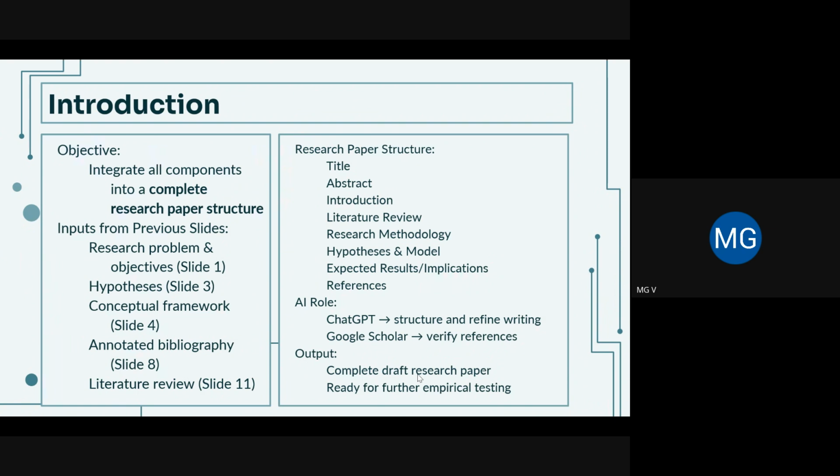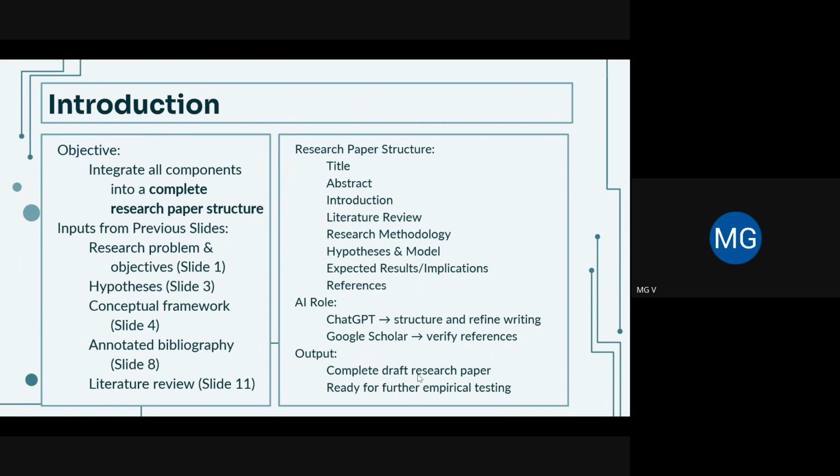The paper begins with a clear and concise title, followed by an abstract summarizing the research paper purpose, methodology, and expected findings. The introduction provides content, context, and justification for the study, while the literature review presents synthesized insights and identifies the research gap. The methodology section outlines how hypotheses will be tested, including data collection and analysis methods.